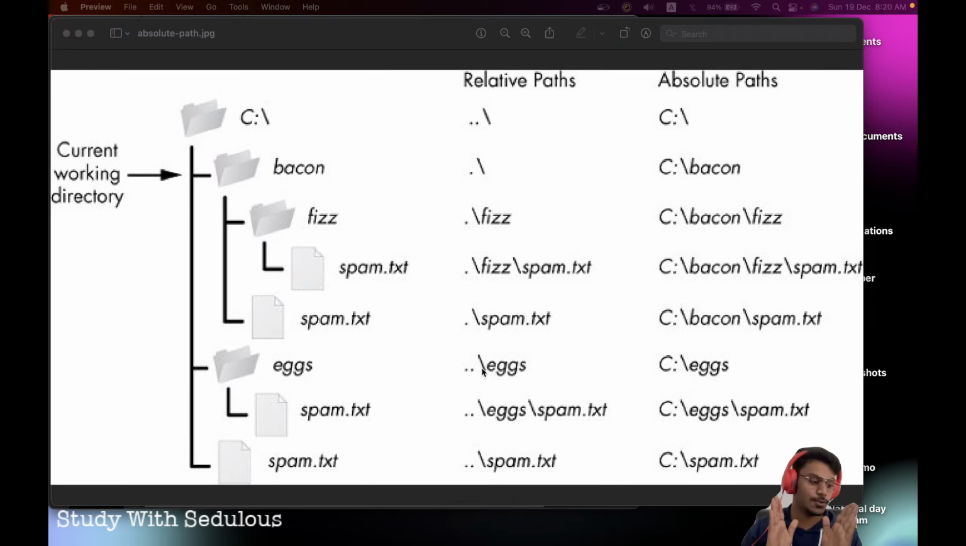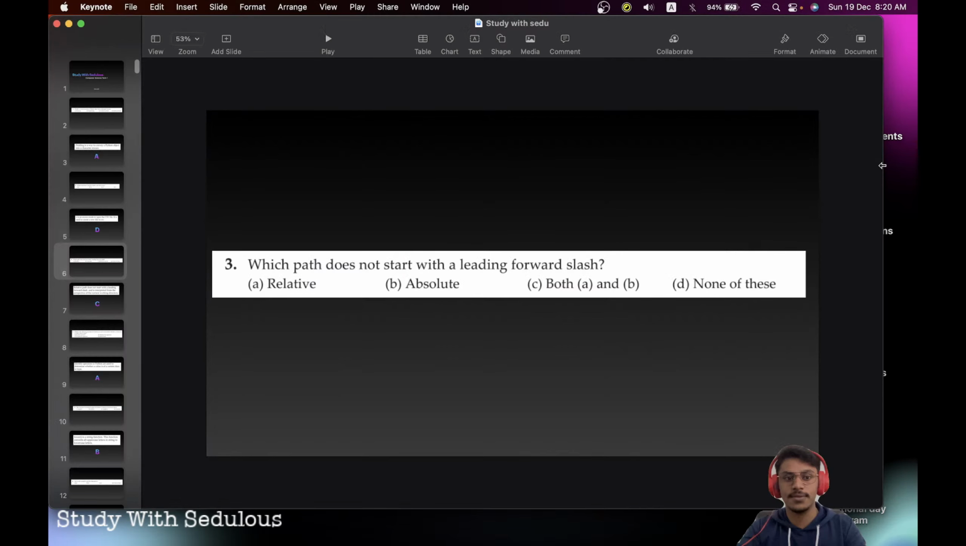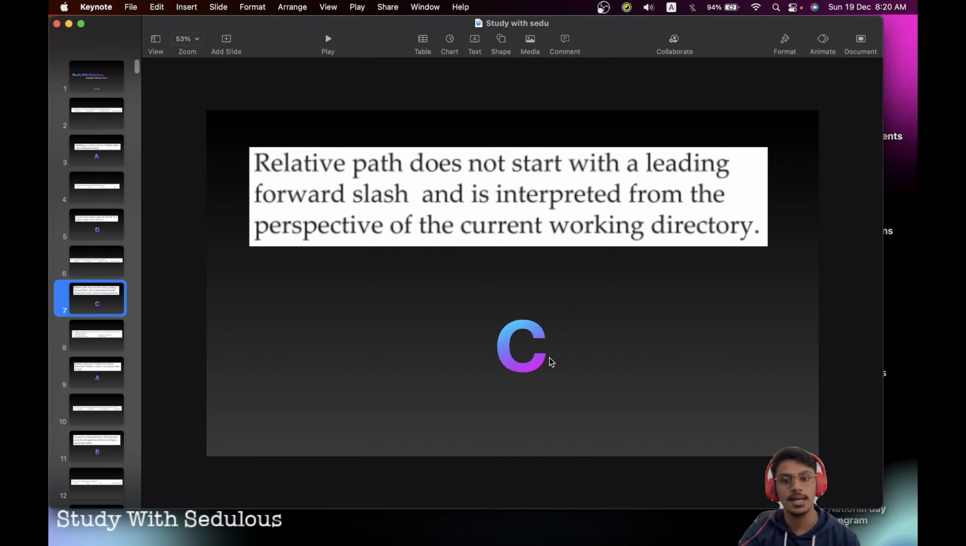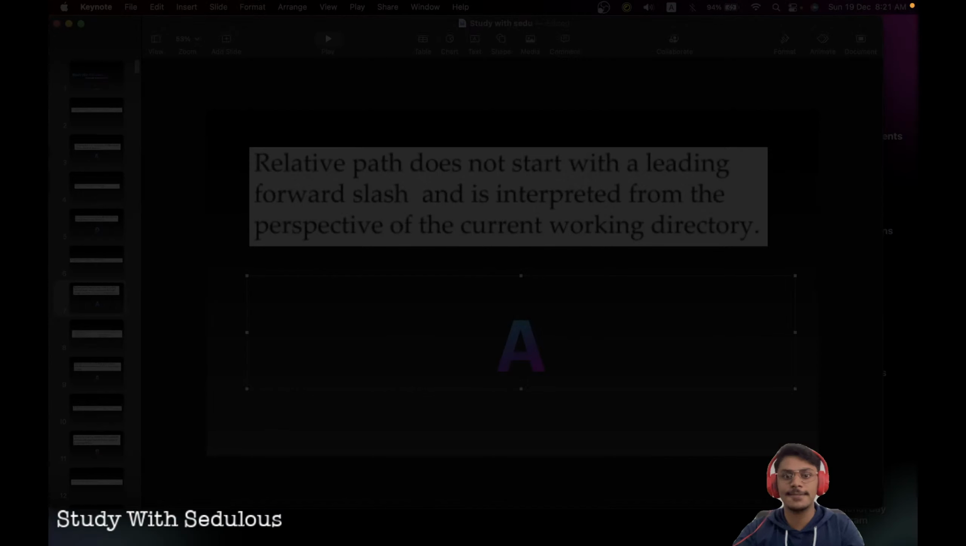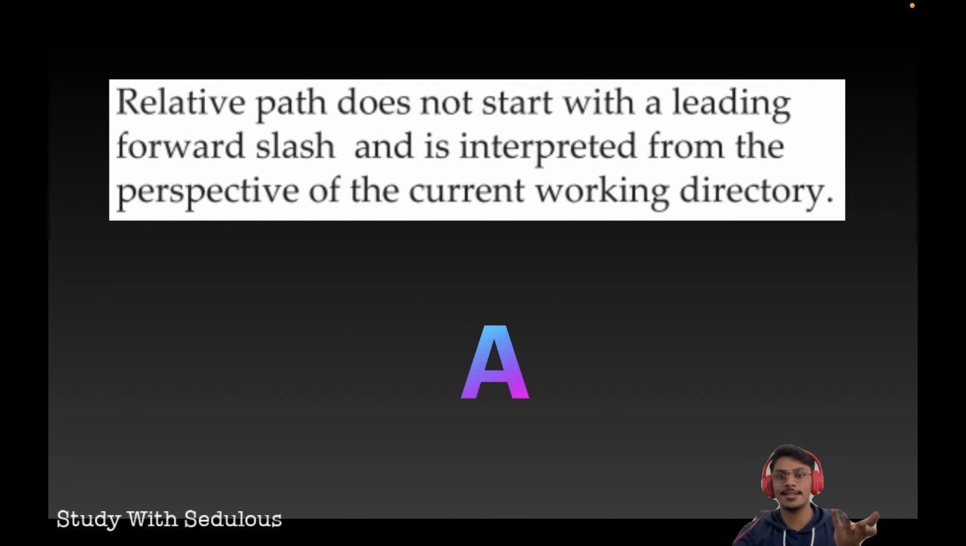So we'll continue with our last one. What would be the answer for this? Which path does not start with a leading forward slash? The answer should be B, right? I think it's B. Is that B? No, the answer is wrong. It's not C. It should be a relative path itself. A. It should be A. This is wrong. Anyway, there could be some error, right? It's possible.